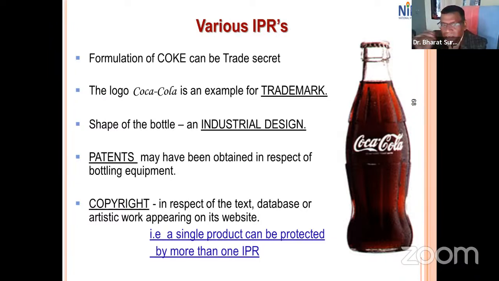Text, database, artistic work appearing on this bottle is a copyright. So no one can copy the technology. So in a single bottle, I am protected by more than one IPR so that no one can copy the content of Coca-Cola, the brand name of Coca-Cola, the design of Coca-Cola, even the copyright of Coca-Cola. So please, if you are also developing any technology, go for protection and get it protected so that no one will be a competitor for you in the market.